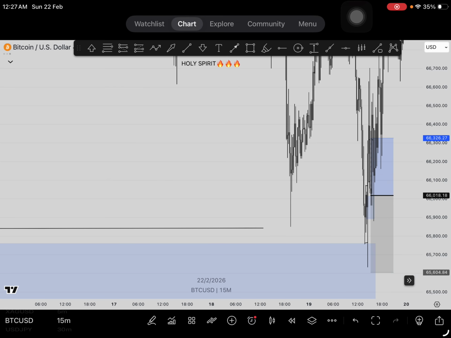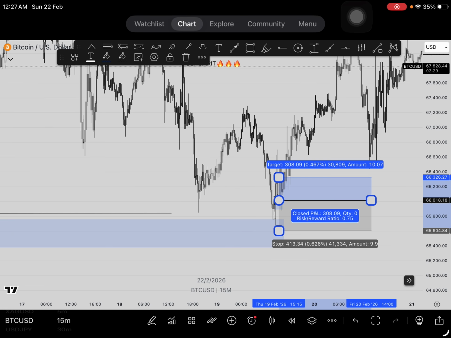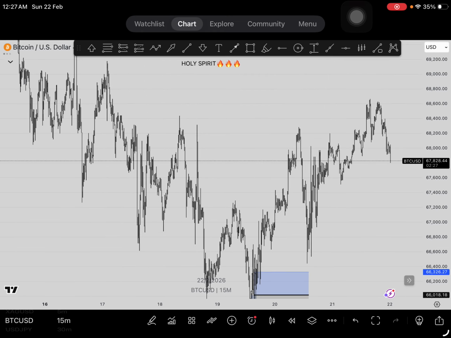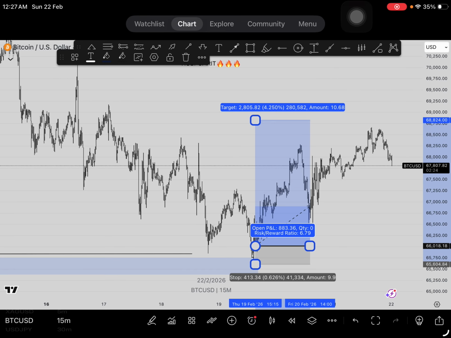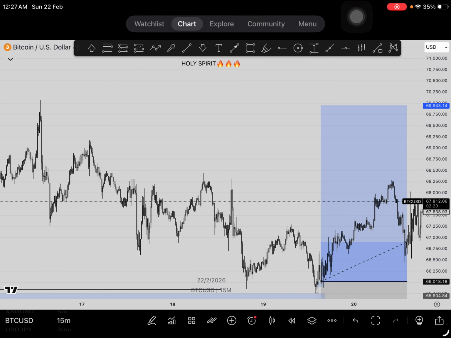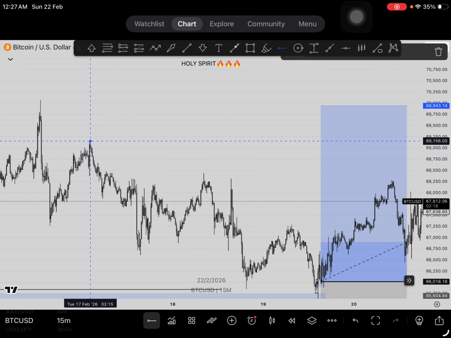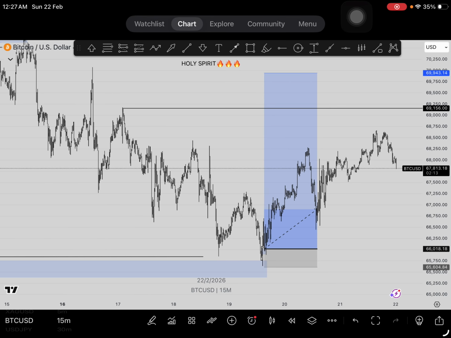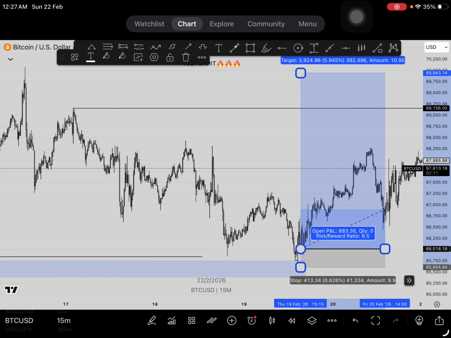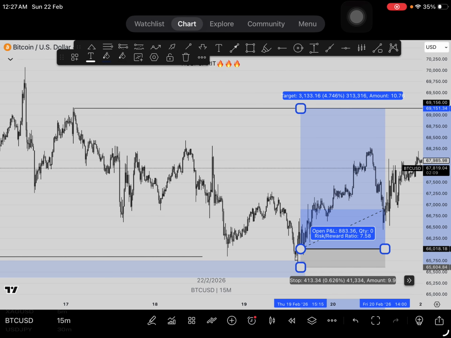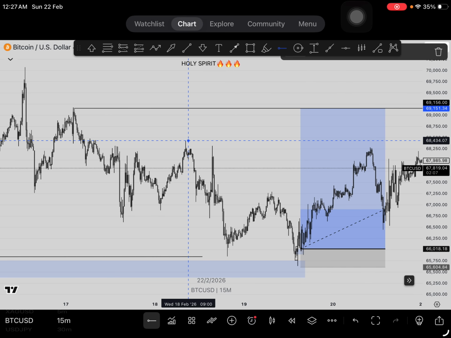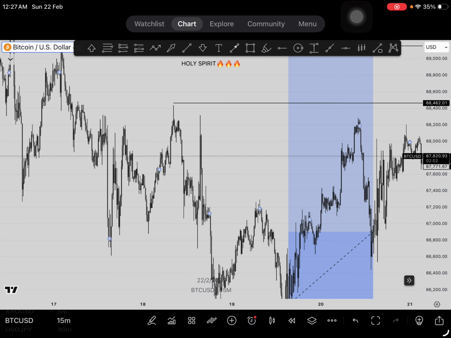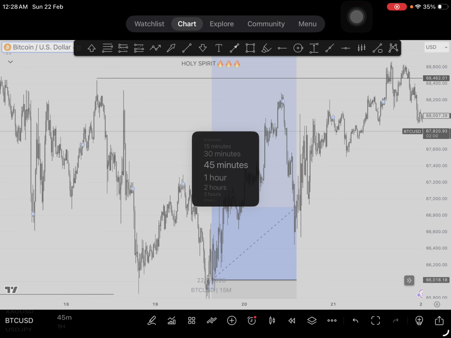And then where was my TP? My first TP was here. This was my first TP. I think this was my overall TP. Right, so my first TP was here, this high was my first TP. Something like that, yeah. So this is the trade I took.